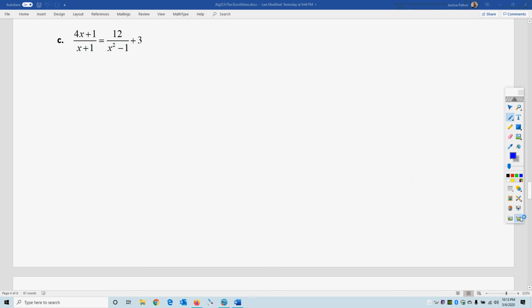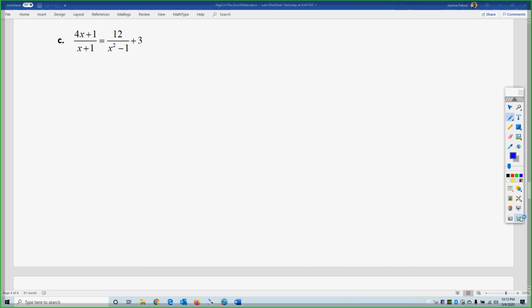So problem C doesn't even have a fraction for the third one, which is fine. You can make a fraction out of it. Just do 3 over 1. So my LCD, however, is not really apparent here because you have to make sure it's factored completely first.